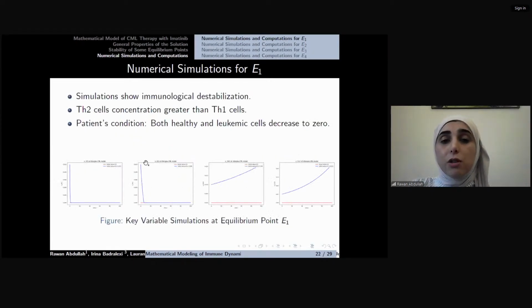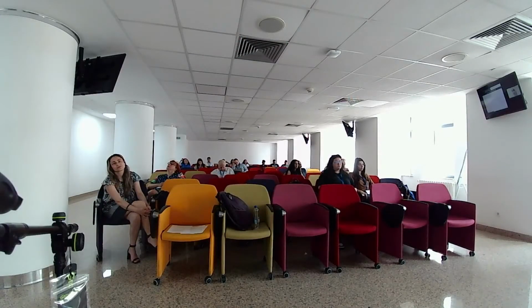In the simulations of E1, here are some important variables which we will introduce, in which we can see that the Th2 cells dominate the Th1 cells, which means that in this case we have allergic reactions, and we can see that both healthy and leukemic cells decrease to 0. So this condition is the death of the patient, but it doesn't have allergic reactions, but it is not useful because the patient is in that condition.